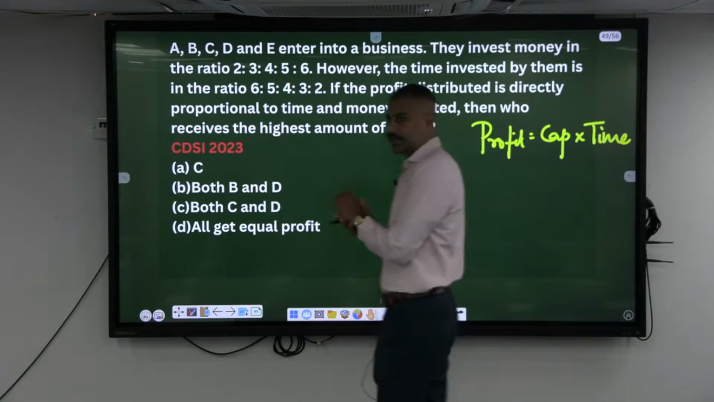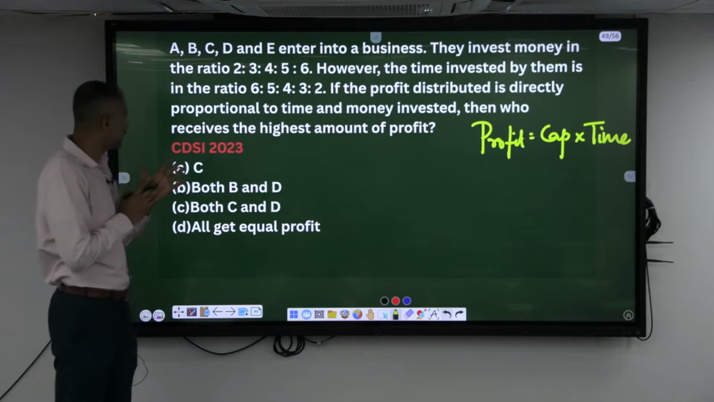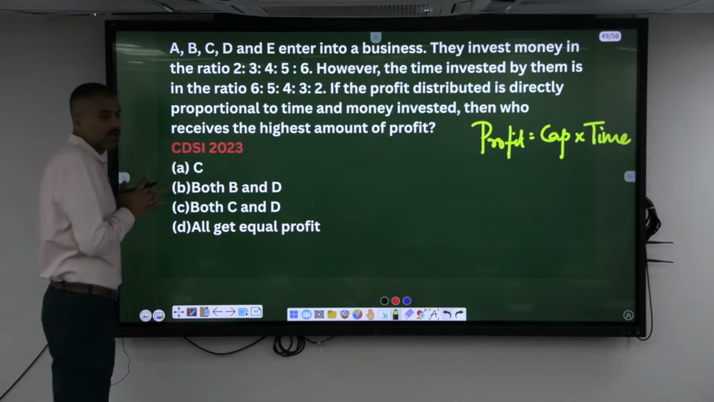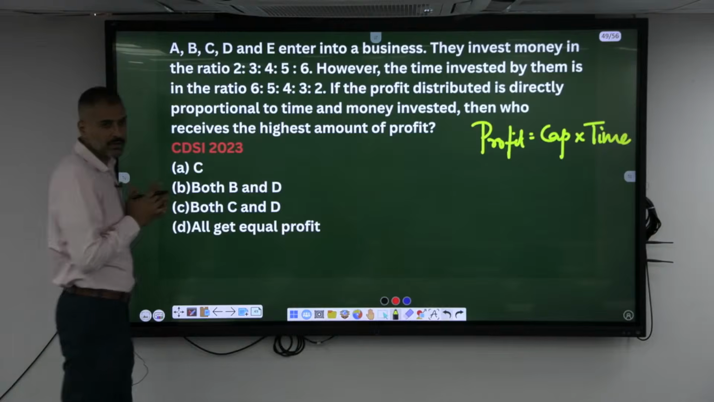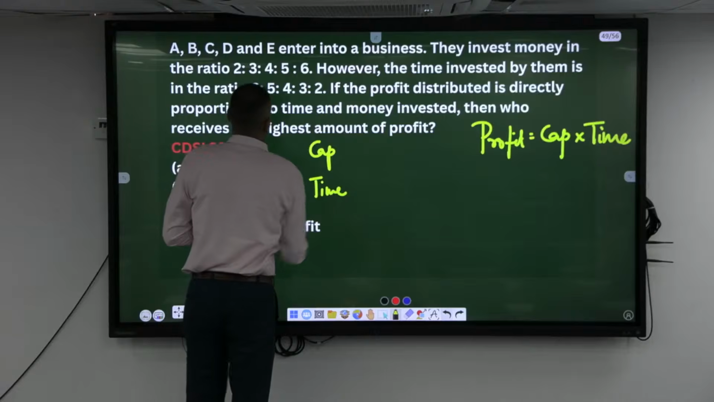Partners entered into a partnership and they have to divide their profits. Who's getting more profit here? Highest amount of profit goes to who? Profit depends on what and what? Capital and time. Capital respectively, come on.